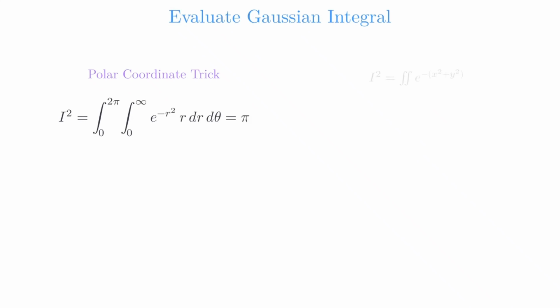We'll use the polar coordinate trick. First, square the integral to get a double integral over the entire xy plane. Then convert to polar coordinates, where the extra r factor makes the integral elementary. Let's work through it on the diagram.